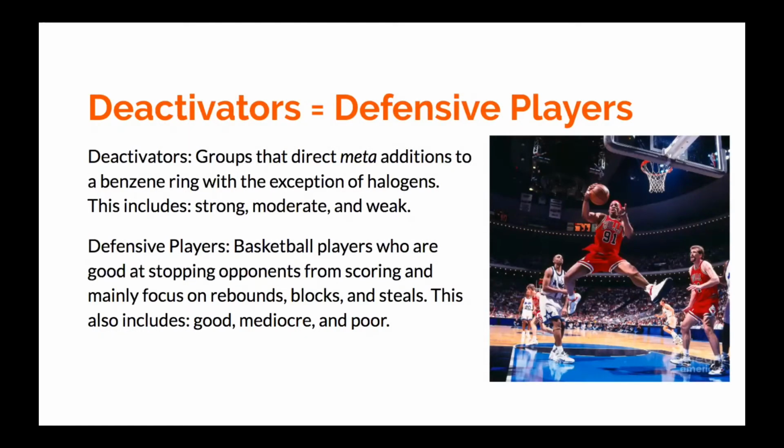So deactivators are defensive players. Deactivators are groups that direct meta additions to a benzene ring with the exception of halogens, and this includes strong, moderate, and weak deactivators. And defensive players are basketball players who are good at stopping opponents from scoring, and mainly focus on rebounds, blocks, and steals. This includes good, mediocre, and poor. And this guy right here is one of the best defenders in the league. Dennis Rodman, 5 times champion, really good player.